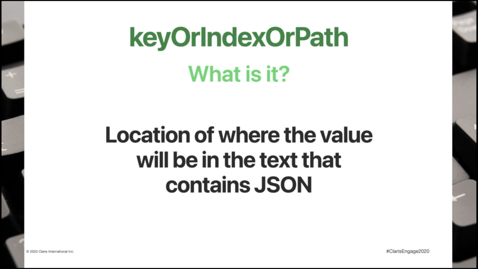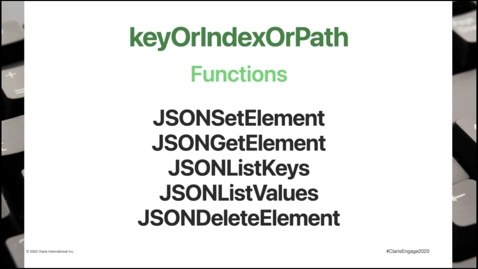The key or index or path. This parameter being passed is the location of where the value will be in the text that contains valid JSON. When I talked about levels and nesting in the data type section, this parameter is where that needs to be considered. All the JSON functions except for JSON format elements use this parameter. When we talk about name-value pairs, we can think of this as the name part, only the name can be more complex than a string.